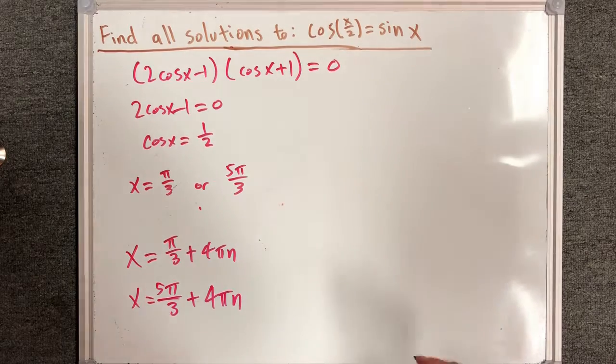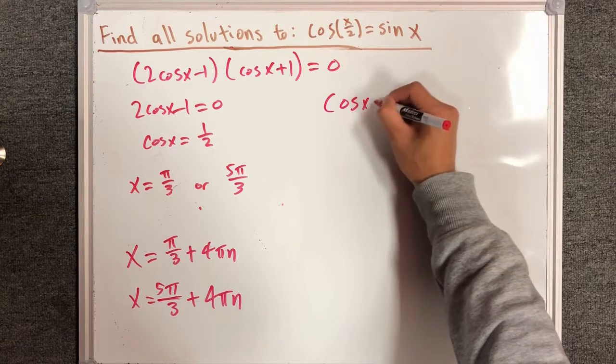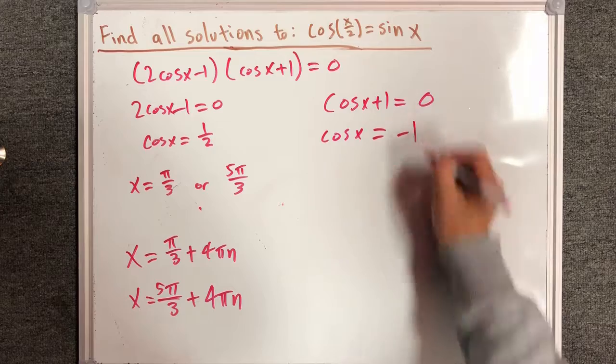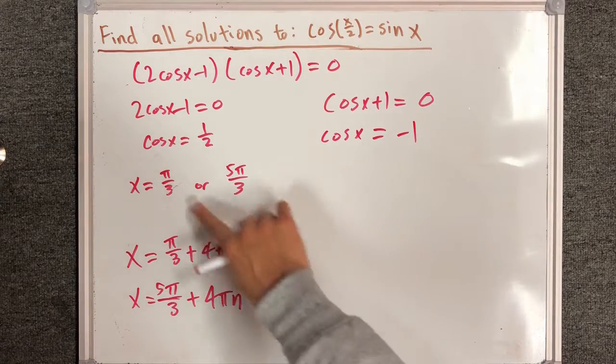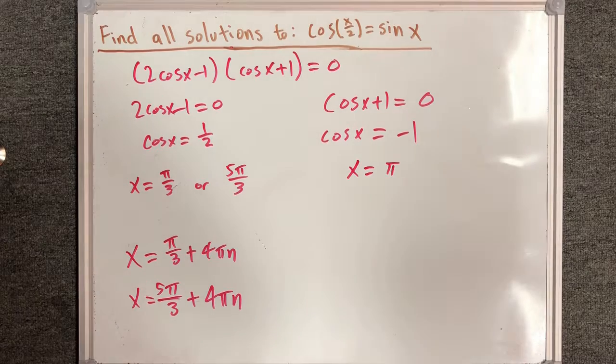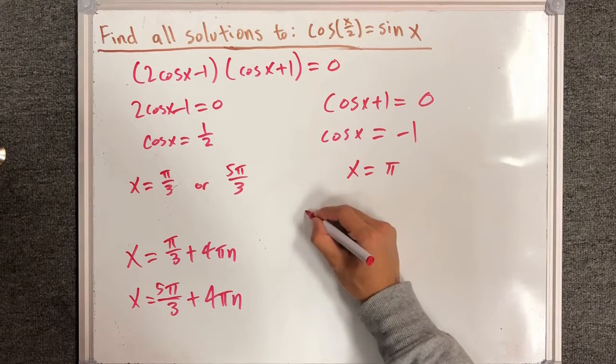We still have one more factor over here, so cosine of x plus 1 is equal to 0. Cosine of x is equal to negative 1. Cosine of x will be equal to negative 1 when x is equal to pi. Now, we're not quite sure if we can add 2 pi to this, so let's check.